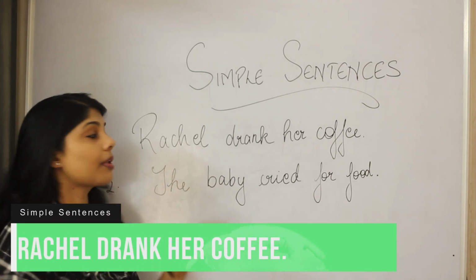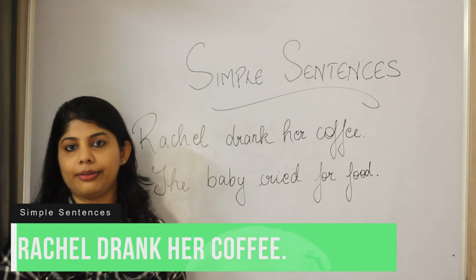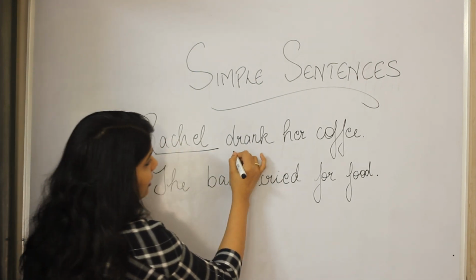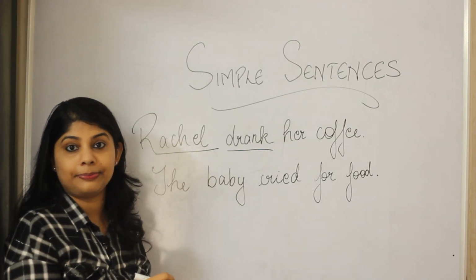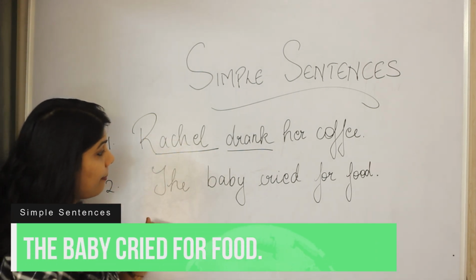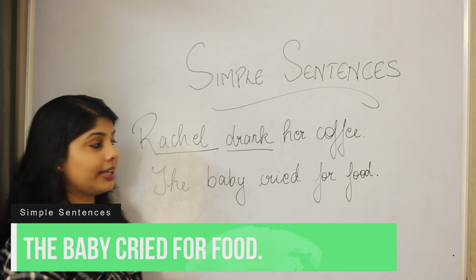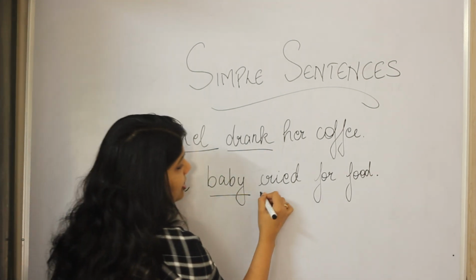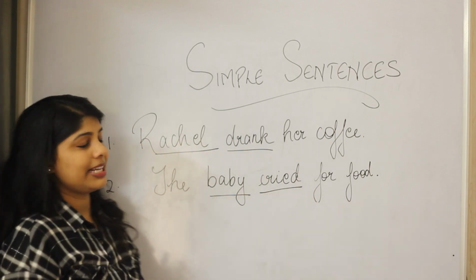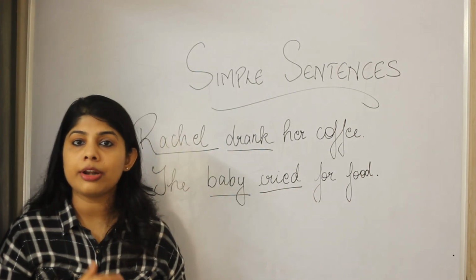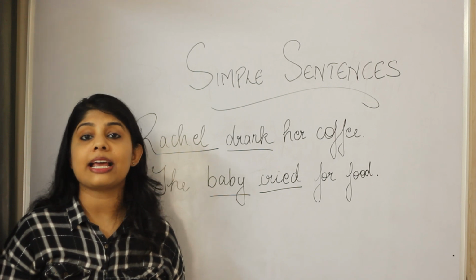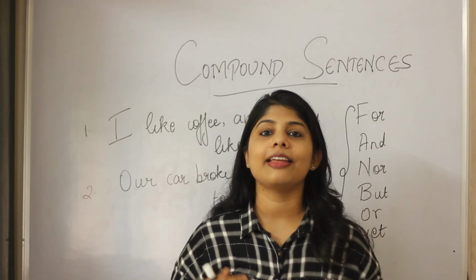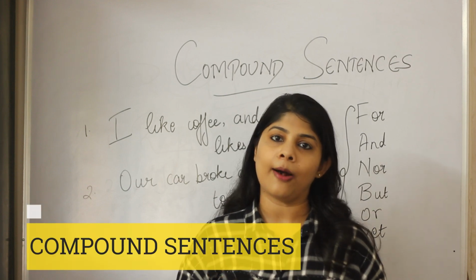The first one, Rachel drank her coffee. Now here the subject is Rachel and drank is the verb in the sentence. The second one, the baby cried for food. Here the subject is the baby and cried is the verb. As you see, simple sentences are usually short and writing too many simple sentences together may make your writing seem choppy.